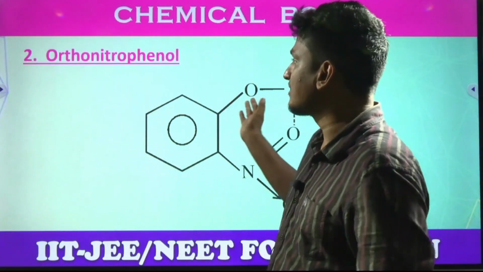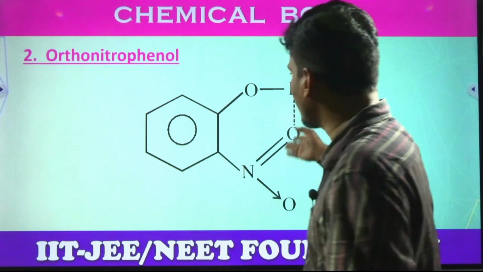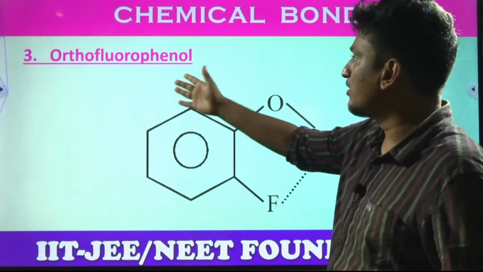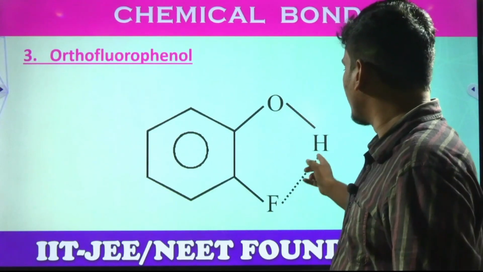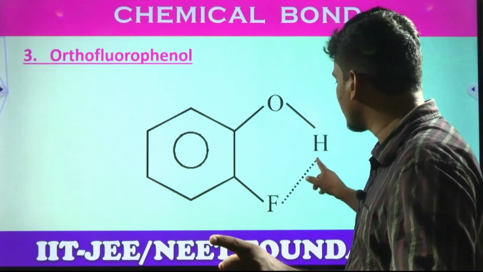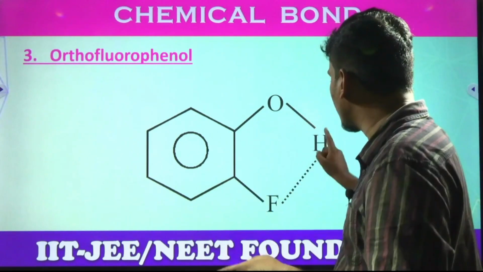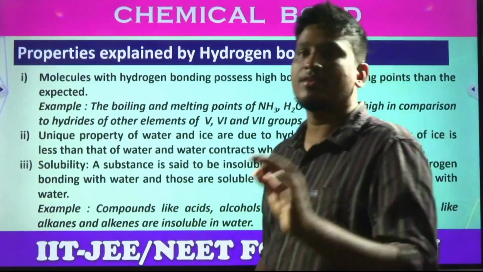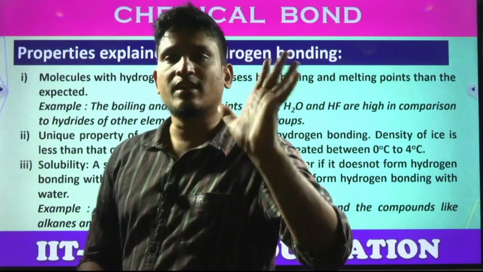We can have other examples like orthonitrophenol, the same type, and orthofluorophenol also. We have the attraction between them. This is not a bond, students, only attraction. That's why it is indicated by the dotted line between hydrogen and fluorine. That's the simple difference between intermolecular and intramolecular hydrogen bonding.